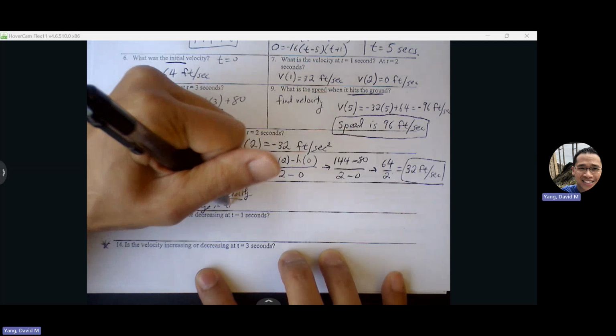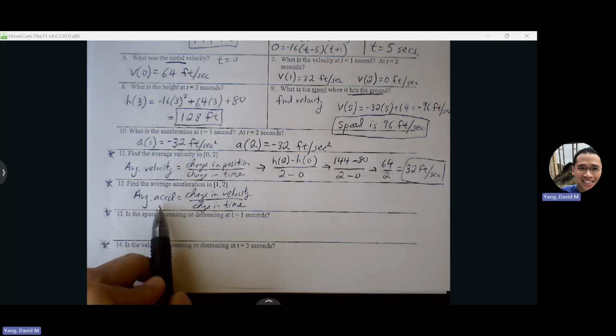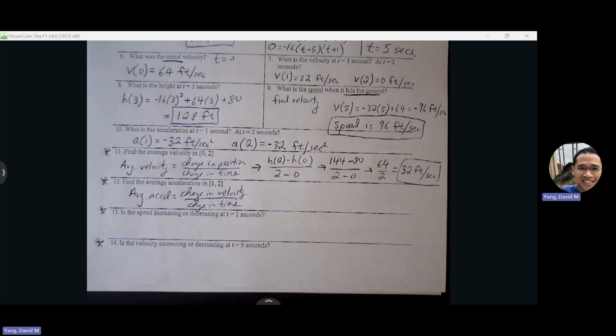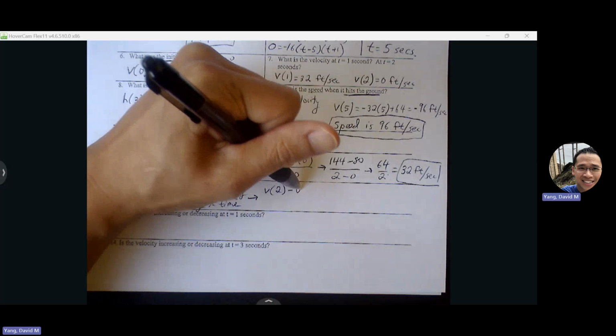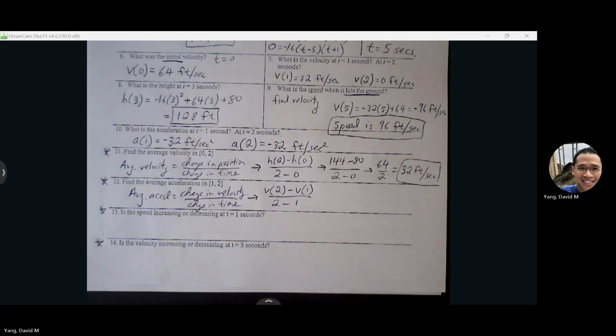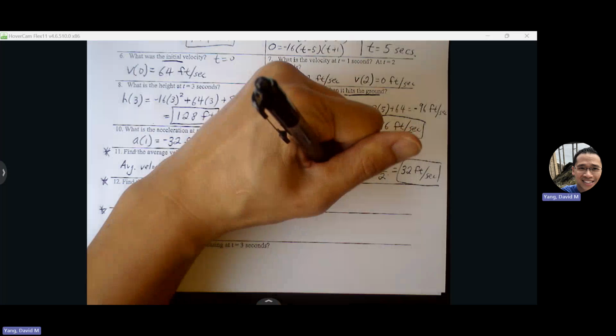And again, this is troublesome because you see the word acceleration and your natural tendency is you want to use acceleration because you see that word in the function. But we're not going to use that, we're going to use the function above it, right? Change of velocity over change in time. So we're going to do v of 2 minus v of 1 over 2 minus 1. So 0 minus 32 over 1, negative 32.